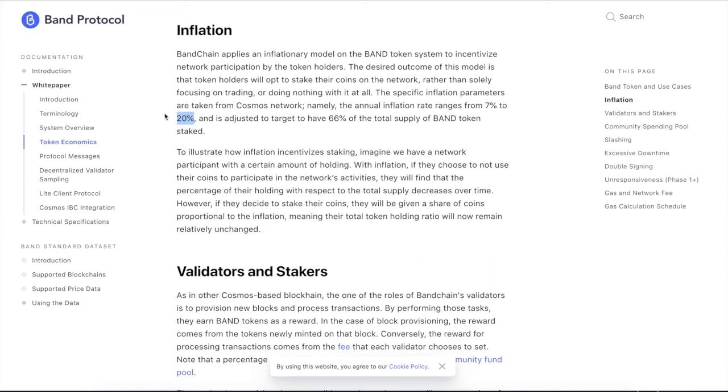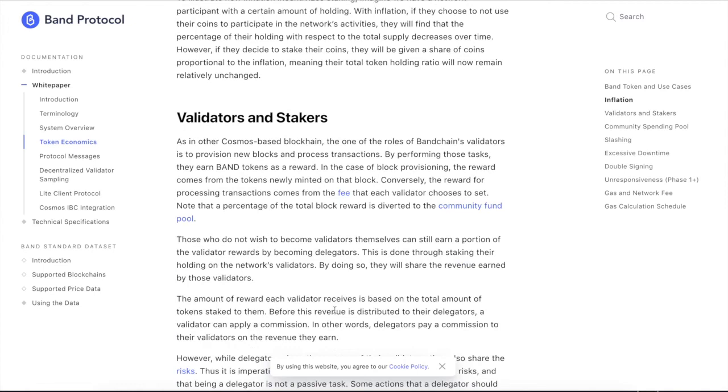So if there's 10 million at stake, it's going to be 20% that's going to be released that year, which is only going to be 2 million. So that means 2 million will be released. But if there's 50 million staked, well, if it's 20% of it, then it's going to be 10 million tokens released to each of the stakers. So it's simple to understand.